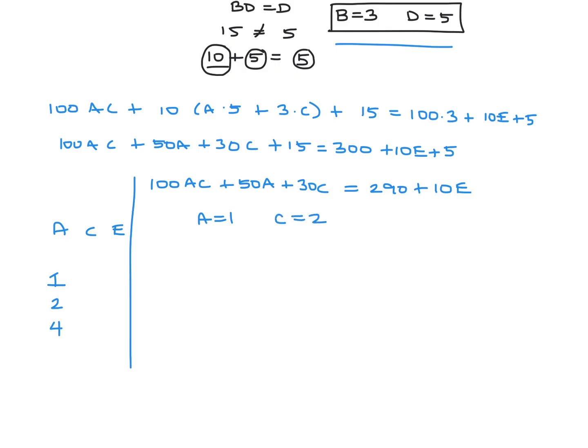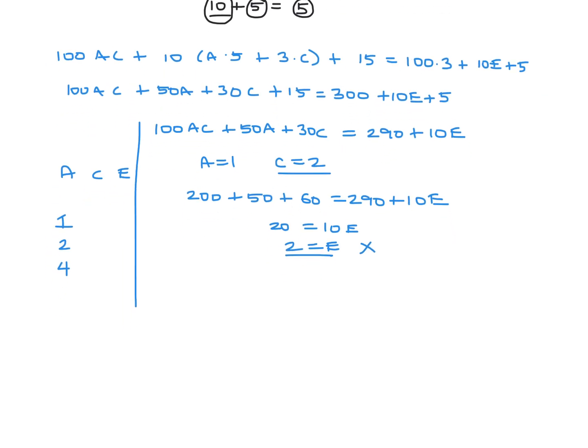So if A equals 1 and C equals 2, we have 200 plus 50 plus 60, and that's 290 plus 10E. So that's what, 20 is equal to 10E, and therefore E is equal to 2. Okay, well that fails because C and E cannot be the same. Okay, no problem. Let's keep trying.